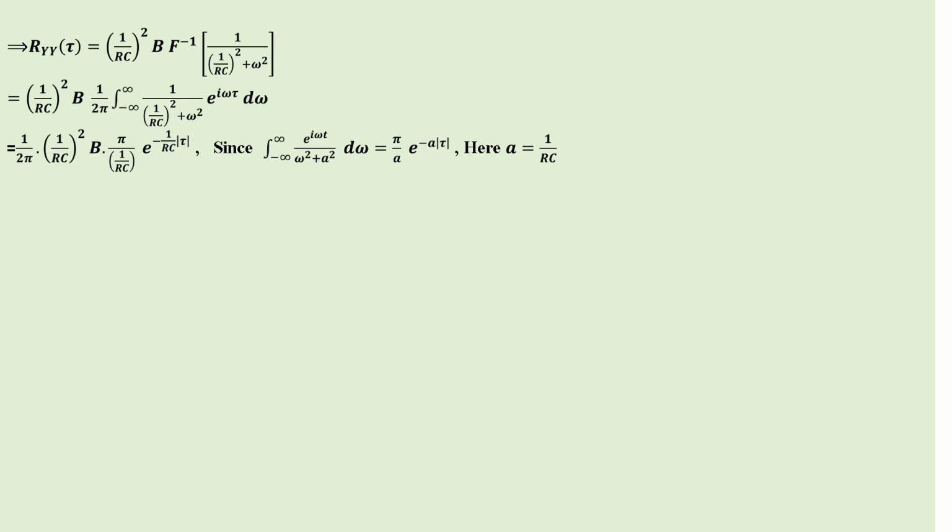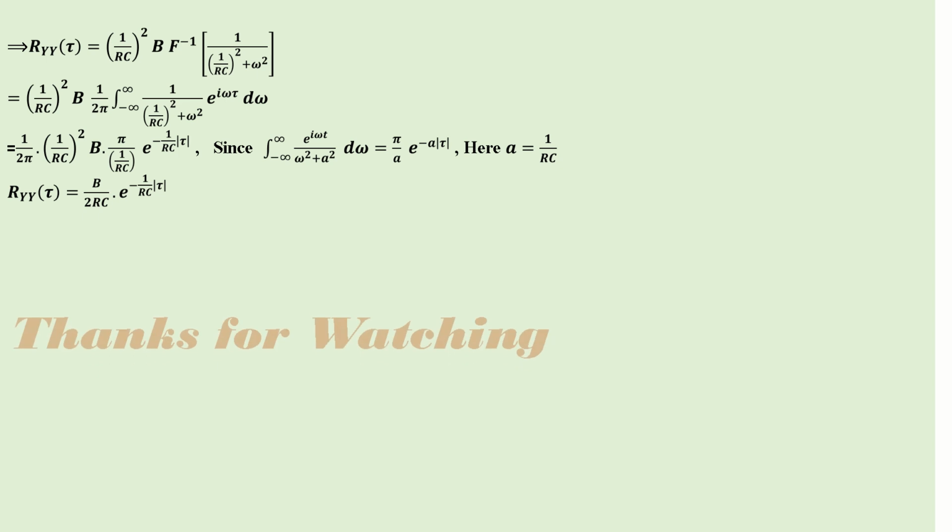So you will get 1 by 2 pi, 1 by RC square, b into pi by 1 by RC, e power minus 1 by RC modulus tau. That is equal to b by 2 RC. Pi and pi cancel, 1 by RC square and 1 by RC cancel, you will get the balance 1 by RC. So b by 2 RC e power minus 1 by RC modulus tau.